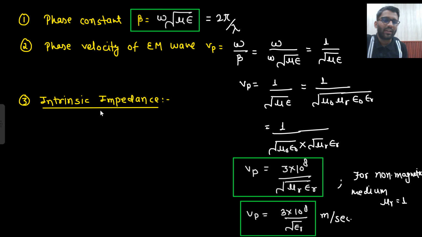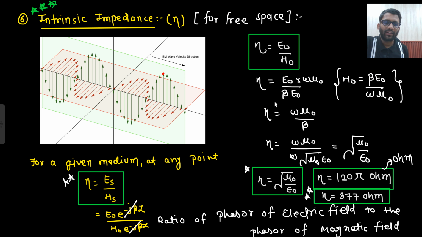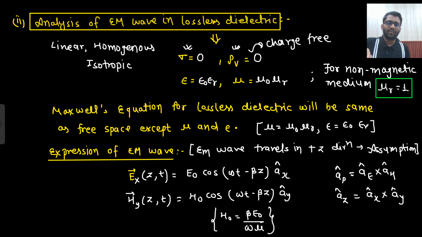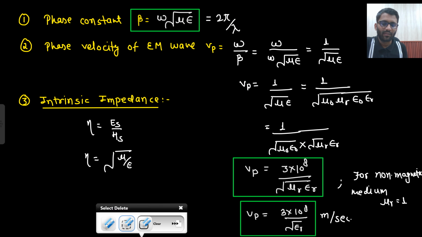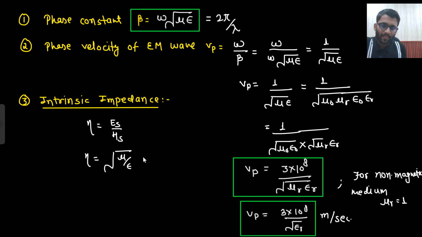What will be your intrinsic impedance? The definition is the same, but in the end, what did you get for intrinsic impedance? Do you remember? This is what we got when we calculated the intrinsic impedance formula. So in place of mu naught and epsilon naught, what am I going to put? Mu and epsilon. Can I write it in this manner? Mu naught mu r, epsilon naught epsilon r. So what will be your eta? Can you let me know the value of this? Yes, that is 120 pi.